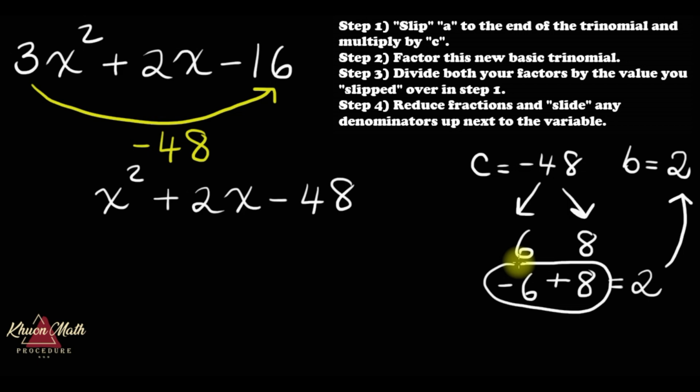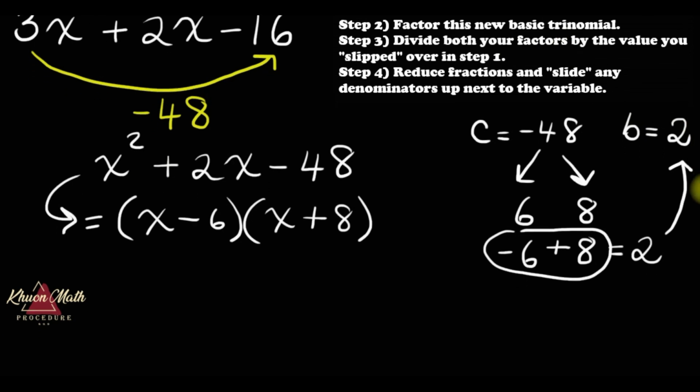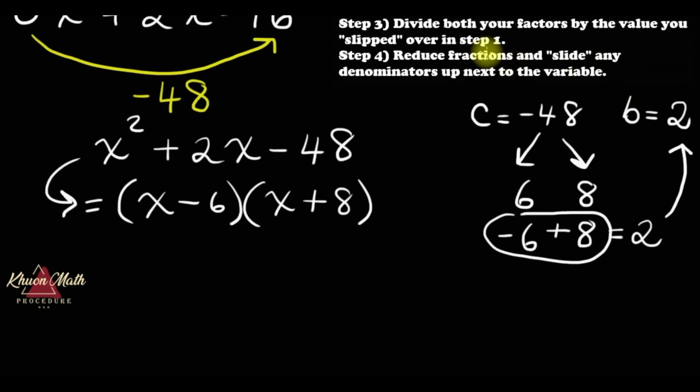Step 3 is to divide. Well, actually, we have to put it in factor form now. So it'll be x minus 6 times x plus 8. Now step 3 is to divide both your factors by the value you took over in step 1. So what did we take over in step 1? We took over 3. So that means we're going to have to divide the factors by 3.